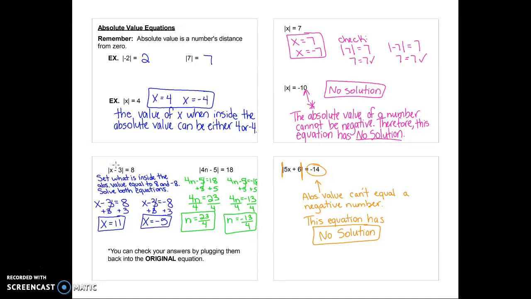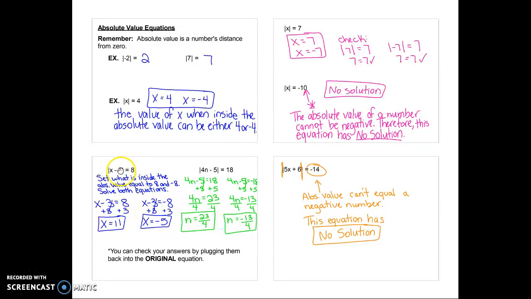So you have to set up two equations because I have two possibilities of answers. So this x minus 3 could have been an 8. X minus 3 could equal 8. Or this x minus 3 could also be a negative 8. So x minus 3 equals negative 8. So you need to take this equation and split it into two new equations. When you make that split is when you drop the absolute value bars.